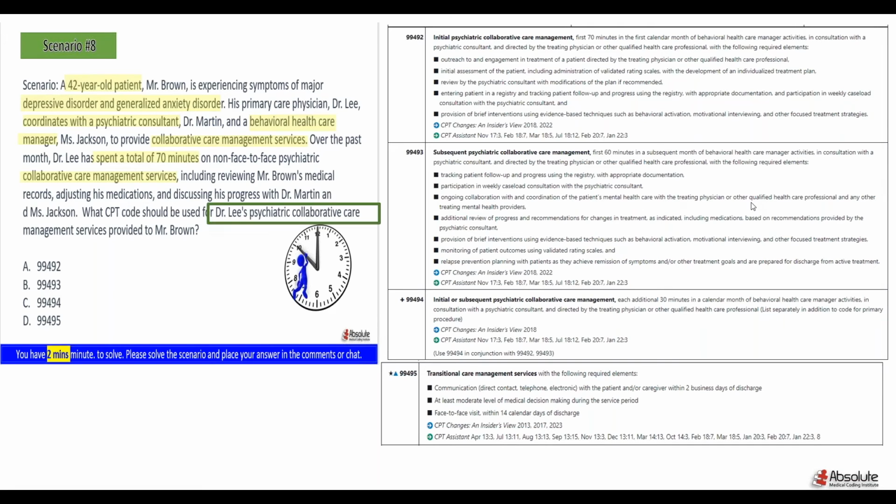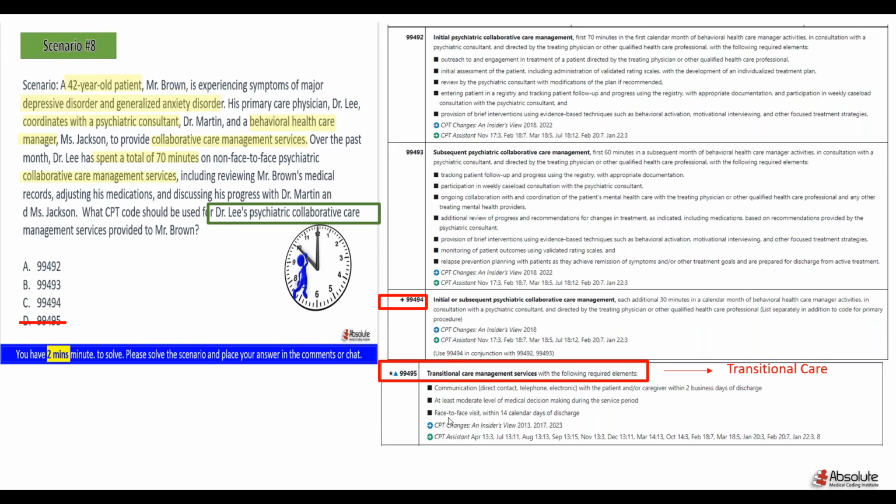These are the available code options for us. We are coding for Dr. Lee's psychiatric collaborative care management services. Option D is coding for a transitional care management service, so both are totally different cases. Option D is incorrect, since this is for transitional care service.